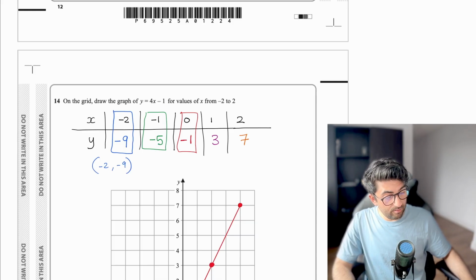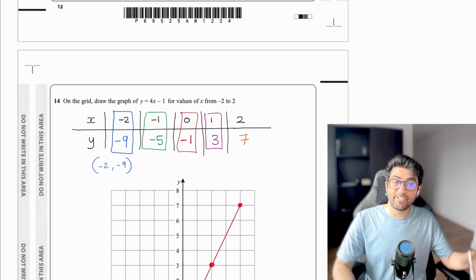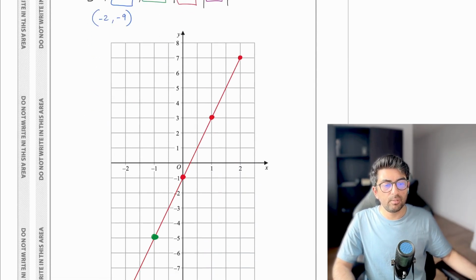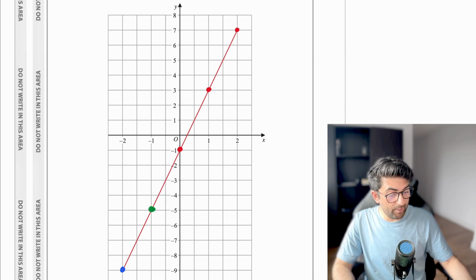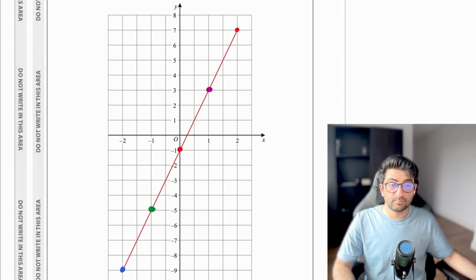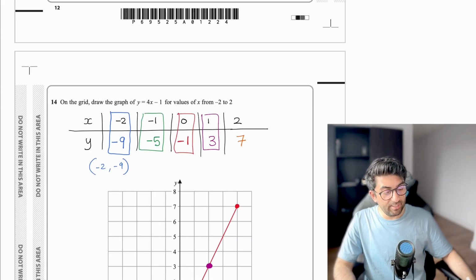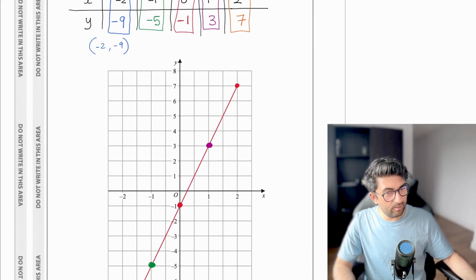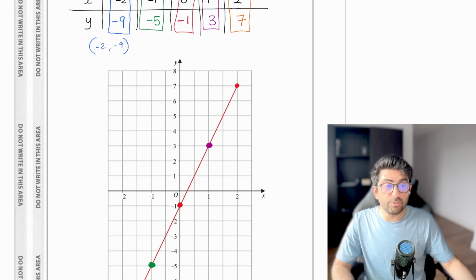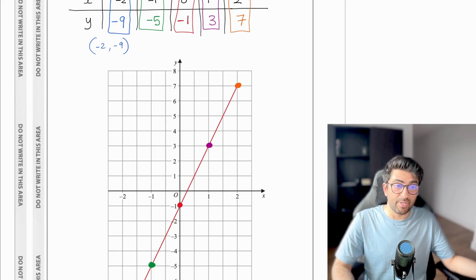And then the next one. X is 1, Y is 3. So X is 1, but Y is 3. For this point here, I seem to think it works. And the last one, X is 2, Y is 7. Does that last one work? I think it does. X is 2 and Y is 7.